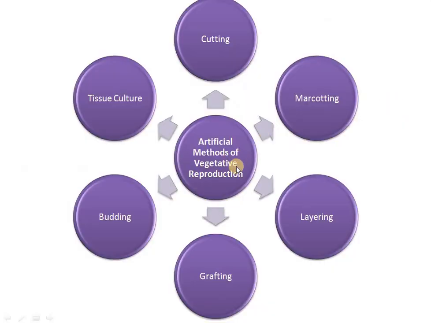Now let's see the artificial methods of vegetative propagation. There are many. There is cutting, marcotting, layering, grafting, budding, and tissue culture. All these methods are artificial, by which man uses different parts of the plant and helps the plant to reproduce.